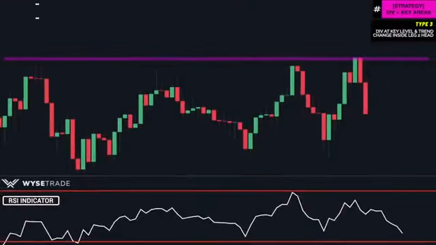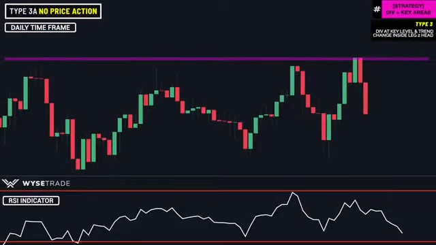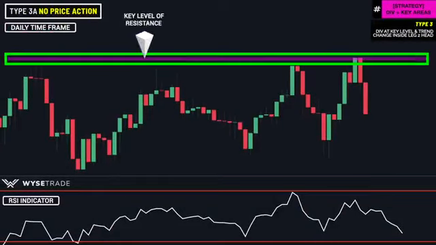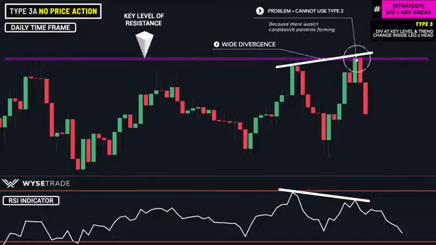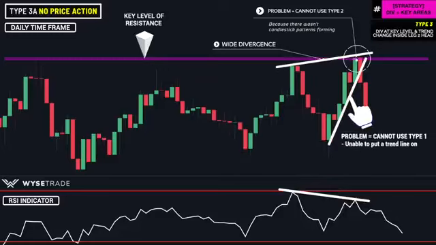So let's start with type 3A, which is when you don't have good price action. This is the daily time frame. You had your key level of resistance here. You then had a great wide divergence form. Now, here's the problem. You didn't have a good candlestick form at the key level. All you had was a green bullish candle. Also, you are unable to put a trend line onto this trend. If you put it here, it's too low. And if you put it like this, it's too tight. So again, the 2 problems: no candlesticks for type 2 and no trend line for type 1.